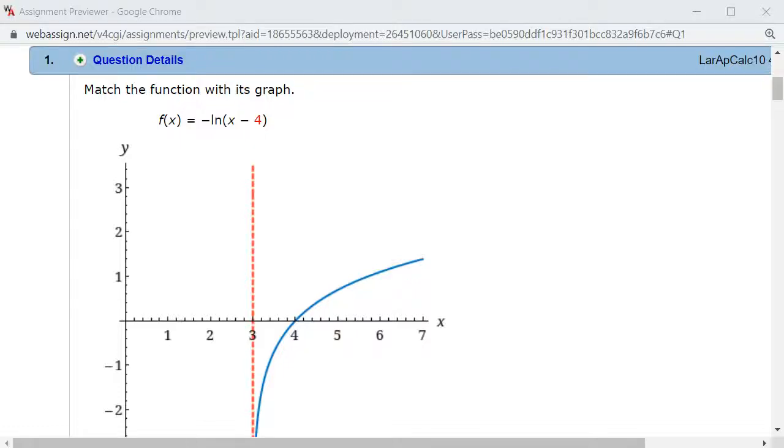All right, let's look at homework 4.4, problem number 1. We want to find the correct picture for this function given here. You can see that it's just starting out with the natural log function, and you're going to apply a reflection about the x-axis, and then this is going to shift to the right 4 units. All right, so let's do that.